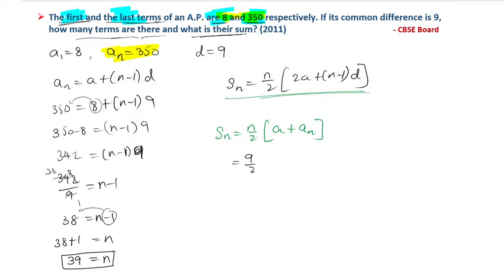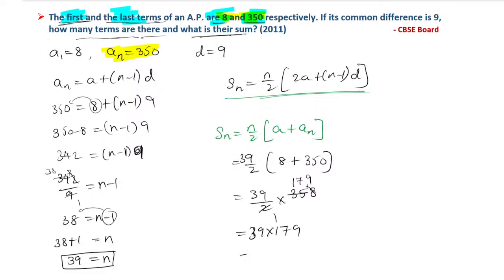So the n value is 39, so 39 by 2. The a value here is 8, and the an value is 350. So according to that, 39 divided by 2 into 358. So 2 ones are 2, 2 17s are 34, 1 is left, 9s are 179. Then multiply by 39, and what is the answer? That is the sum of that many terms.